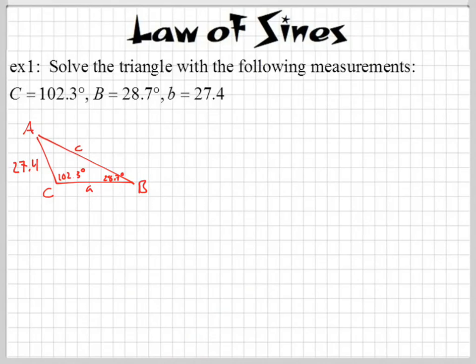Okay, now that's important. As long as you have the 28.7 across from the 27.4, then you drew your triangle correctly. Really, you could have just a random triangle, it doesn't have to be anything special. Then you start labeling everything, so we'll put 102.3 right here, and then the B is going to be 28.7 degrees. Across from the B is going to be 27.4, and then let's label these sides, A and C.